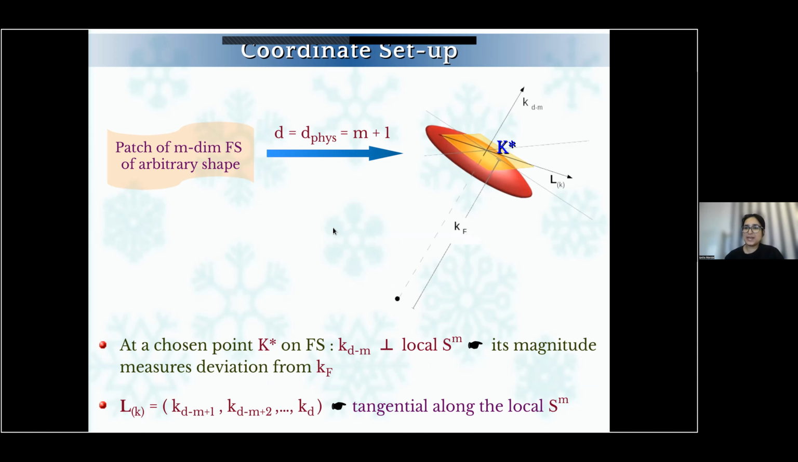Okay, so I was talking about how to erect the coordinate system. We choose a particular point, say k star, on the Fermi surface, and then erect our coordinate system. At this point k star, kd minus m is the local perpendicular, which is measured with respect to the local Fermi momentum. And then the tangential directions are indicated by this vector L of k, whose components give us the various tangential directions.